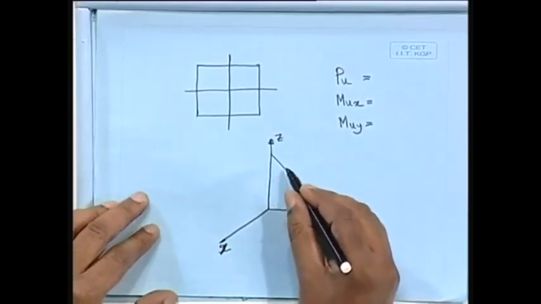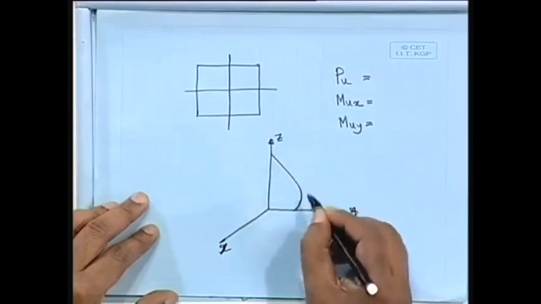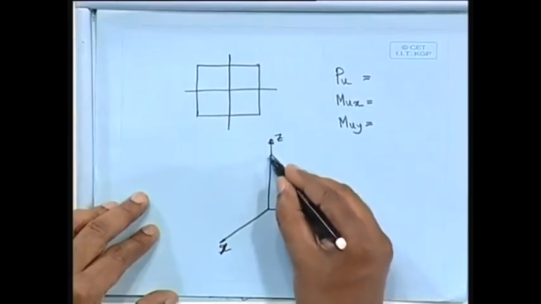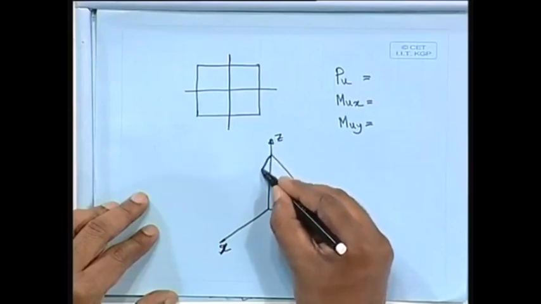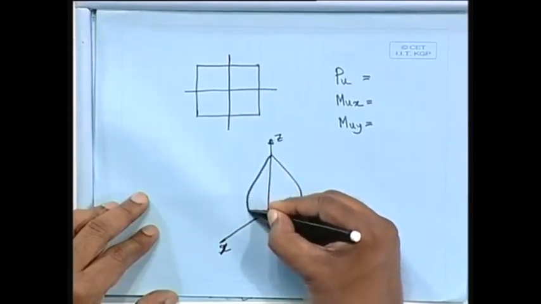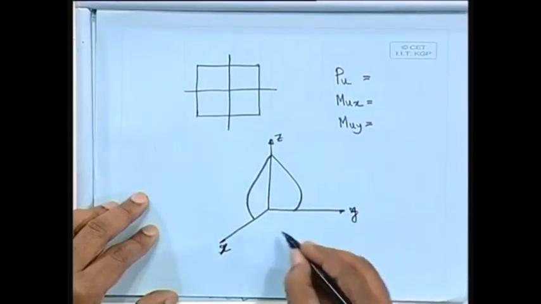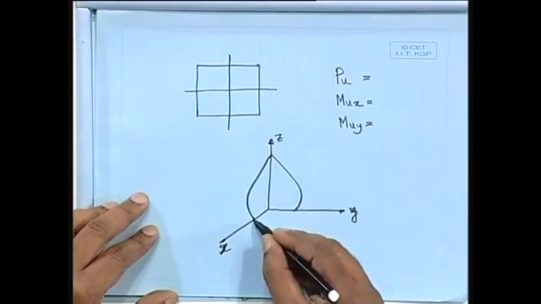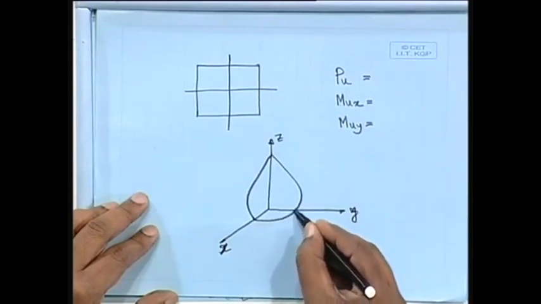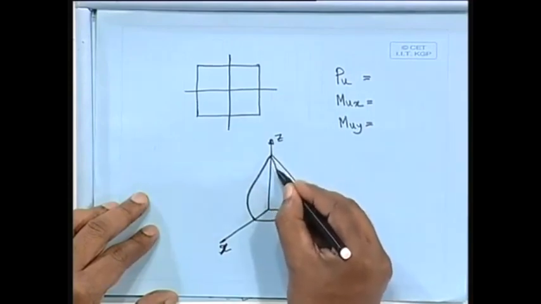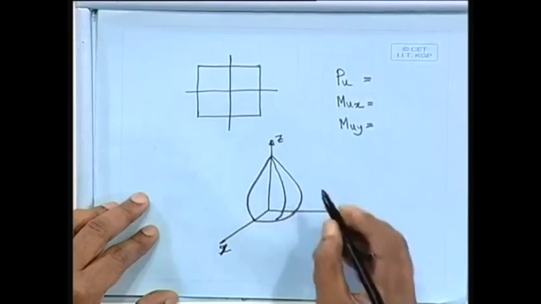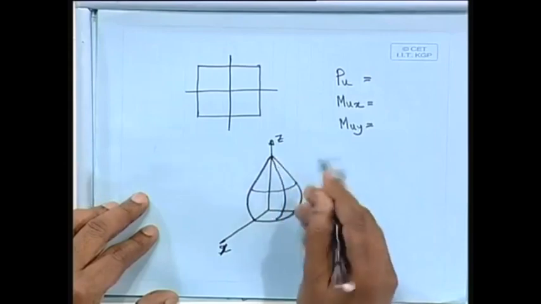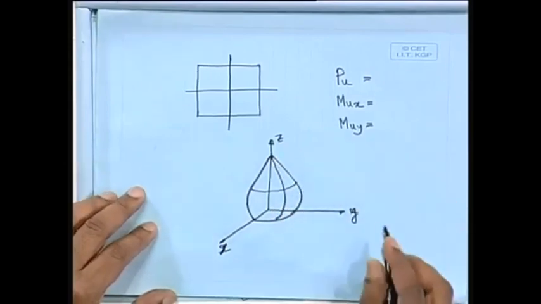This is the interaction diagram about one axis. Similarly, about the other axis also, it can have something like this. And because we are having Mux and Muy, we can have the resultant also, that way also we can find out. So, the curve may be something like this. It is just one, in 3-dimensional I am talking.